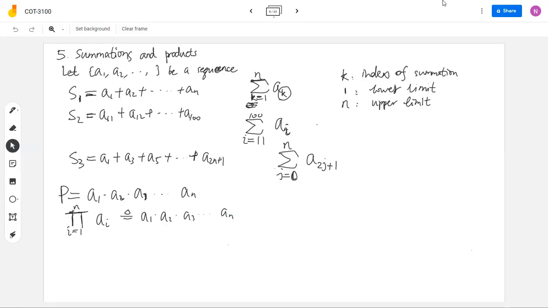Let me give you a reason why you don't see product as often as summation: because a product can easily be turned into a summation. Why? Because you can take the logarithm of this P. What do you get? You get log of A1 plus log of A2 plus, and so on, plus log of AN. And therefore, basically, you can turn this product into a summation.